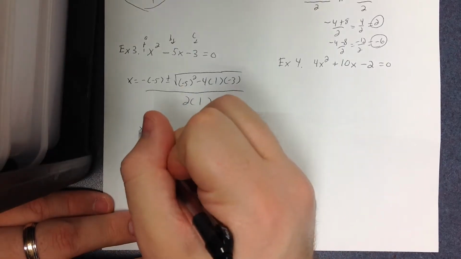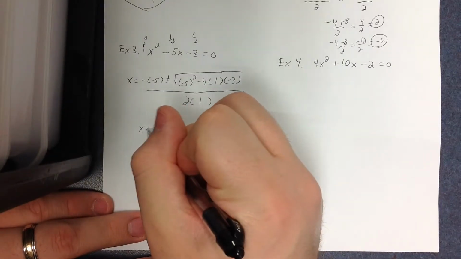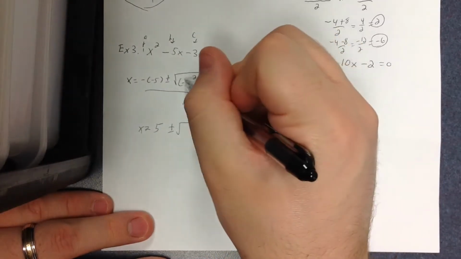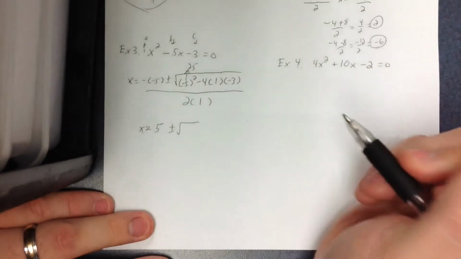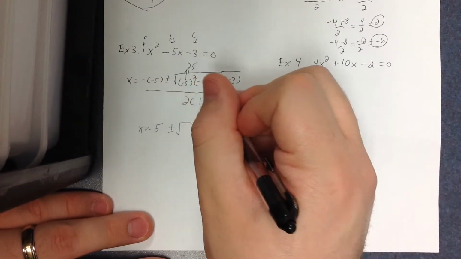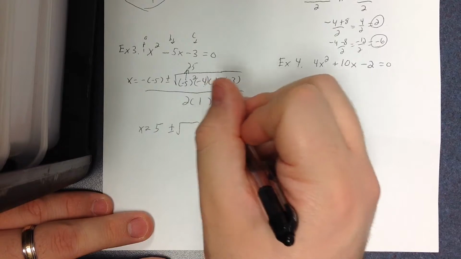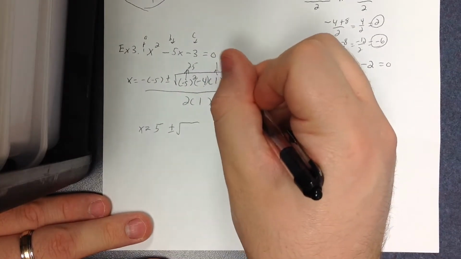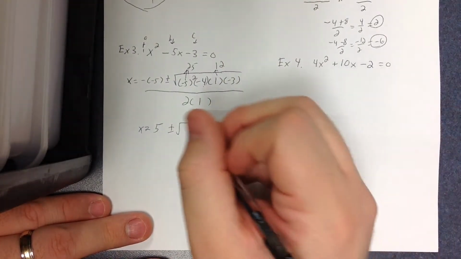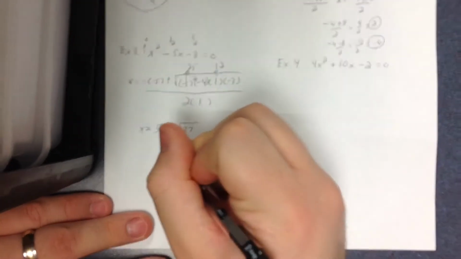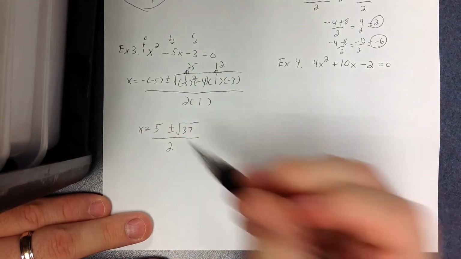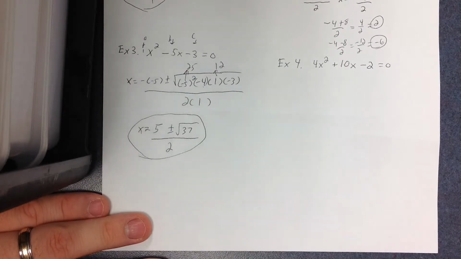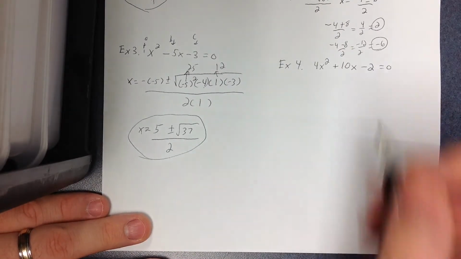So x equals the opposite of negative 5, which is positive 5, plus or minus negative 5 squared is 25. Negative 4 times 1 times negative 3. Negative 4 times 1 is negative 4. Times negative 3 is positive 12. 25 plus 12 is 37, all over 2. And again, the square root doesn't work out, so we're done.